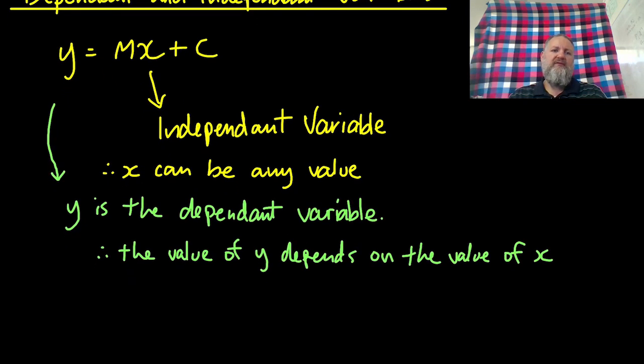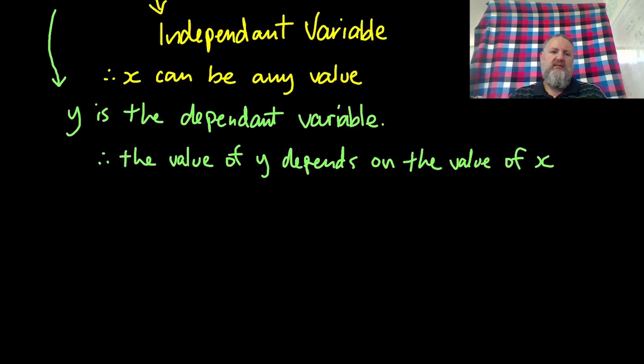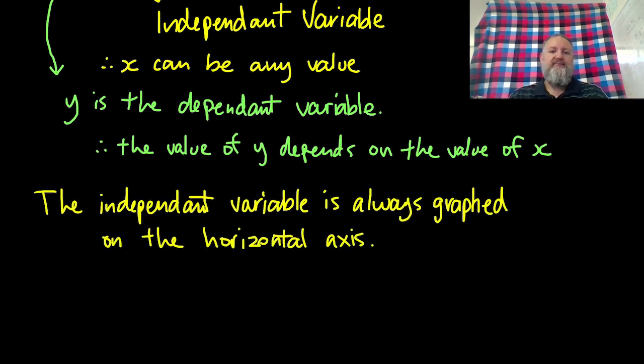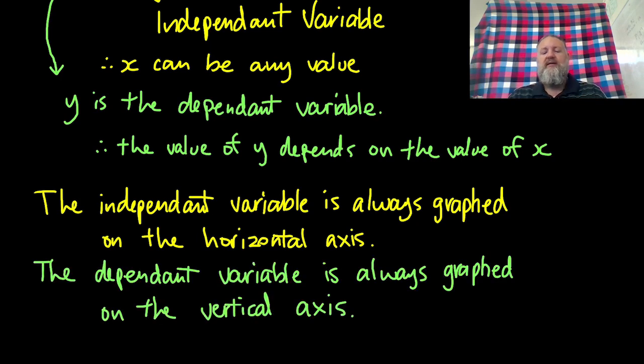So when we're graphing these linear equations, the dependent and the independent have a specific axis that they are on. The independent variable, the x variable, is always on the horizontal axis, and the dependent variable is always on the vertical axis. Okay, so what do I mean by that? Well, let's have a look at an example of one of these questions where you need to know the difference between these dependent and independent variables.